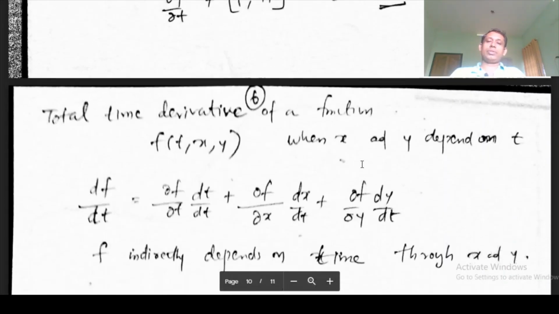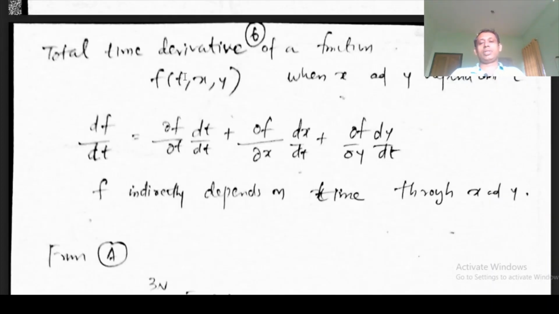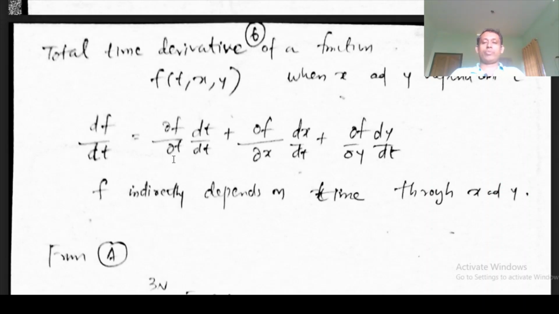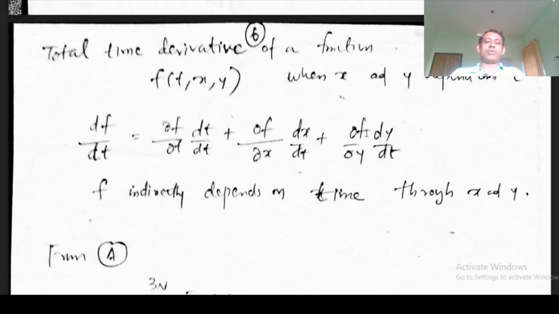Now the total time derivative of a function f, which is a function of t, the time, x, y, where x and y depend on t, that is the total time derivative df/dt, that will be equal to ∂f/∂t dt/dt, this is actually 1, so ∂f/∂t, partial derivative of f with respect to t, then partial derivative of f with respect to x dx/dt, partial derivative of f with respect to y dy/dt. So this is the equation.